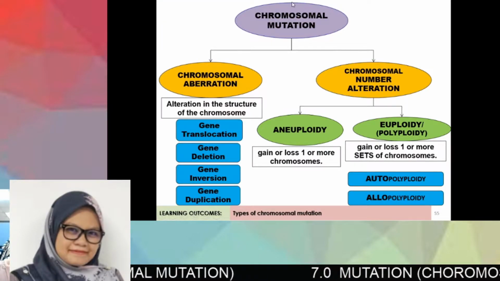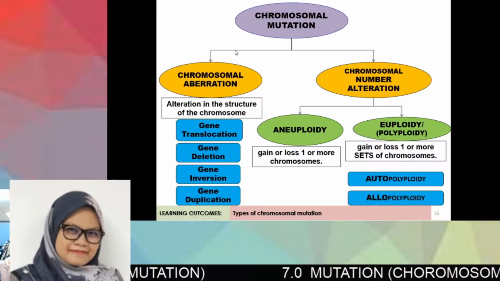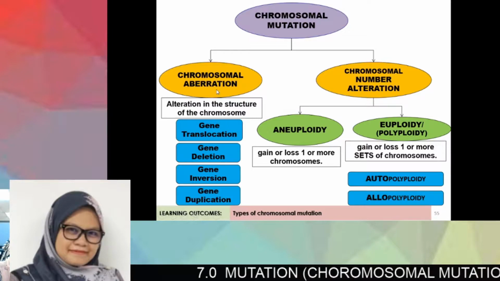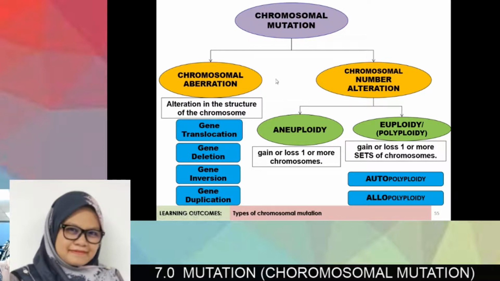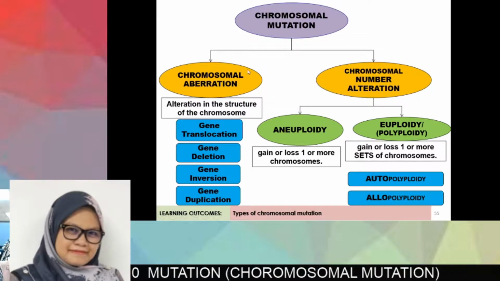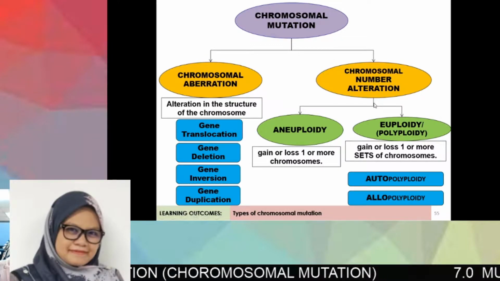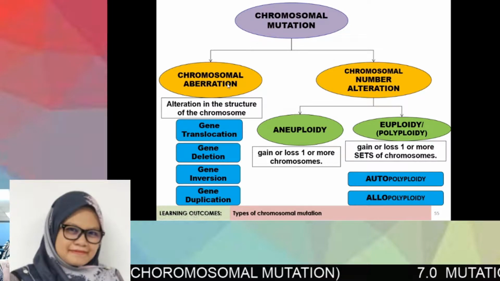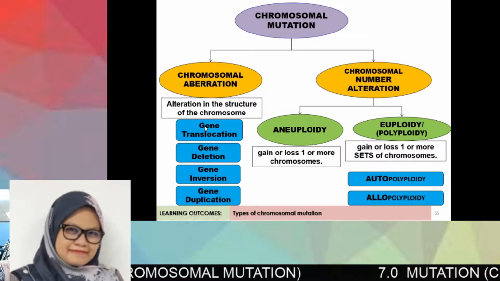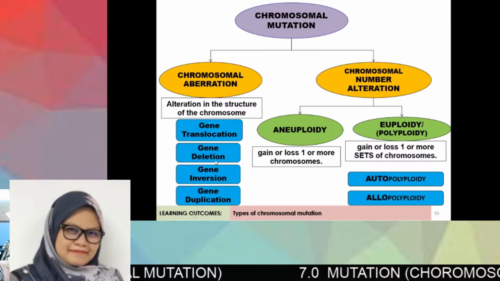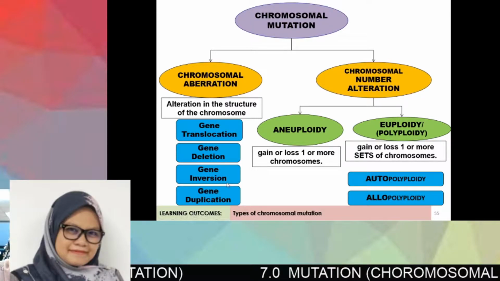Okay, so here the chromosomal mutation can be divided into two. The chromosomal aberration means the change in structure, and then chromosomal number alteration means the change in number. So for chromosomal aberration, we have four: gene translocation, gene deletion, gene inversion, and also gene duplication.